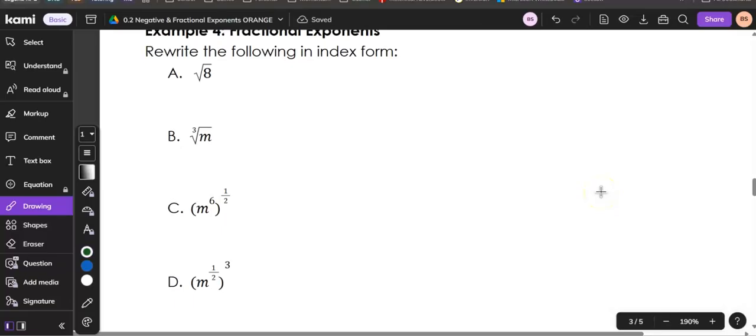So this time what we're going to do is go from the radical and turn it into a fractional exponent. So this is the same as 8 to the power of 1/2. This would be the same as m to the power of 1/3. Now this one is actually completely different because this time the fraction is going to go away. What do I do to simplify m to the 6th to the 1/2? Multiply them, and 6 times 1/2 is just 3. So it actually goes away. I don't even have the fraction anymore.